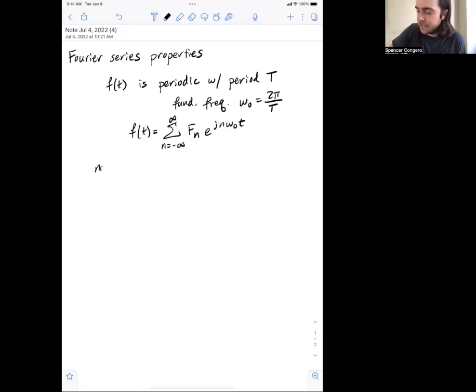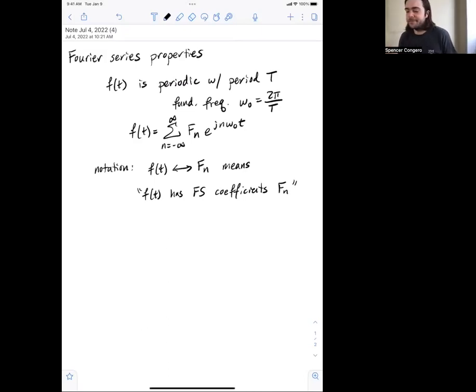I'm just going to use some notation throughout this video and throughout the rest of the class whenever we're talking about Fourier series. I'm going to use f of t and then this double arrow, f sub n, and that just means that f of t has Fourier series coefficients given by the f sub n's. So f sub n is a function of n that tells you all the Fourier series coefficients for f of t.